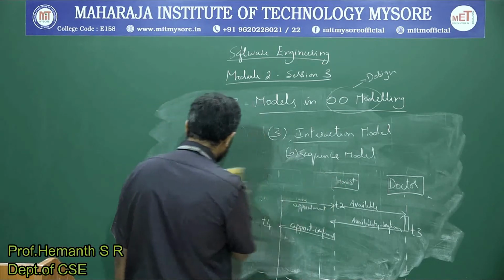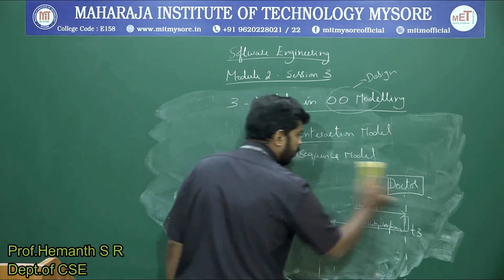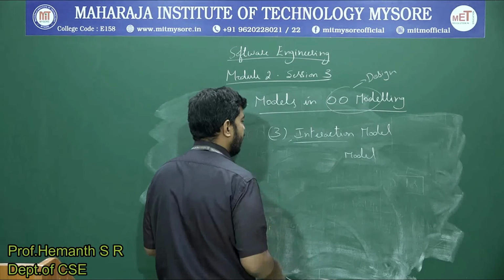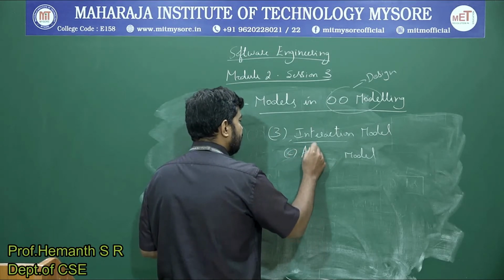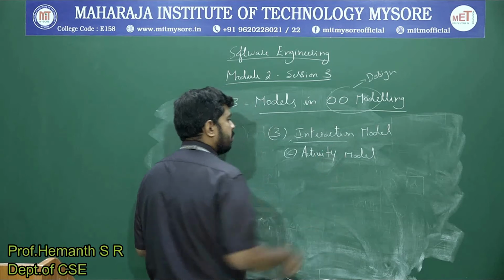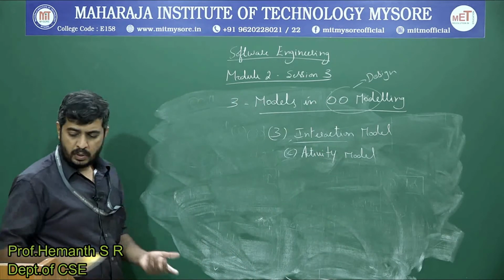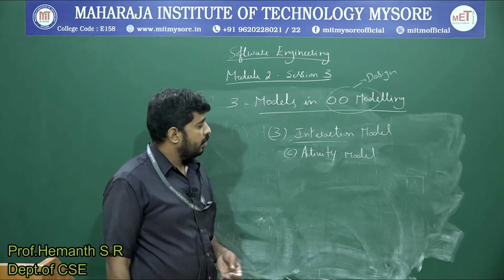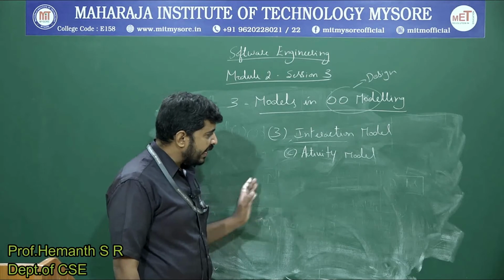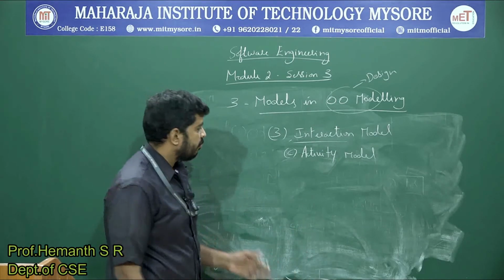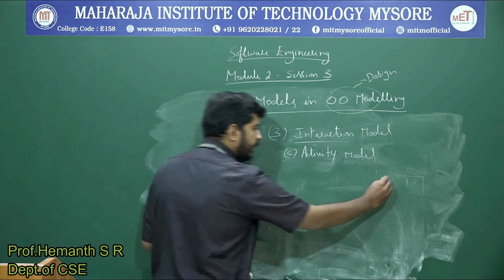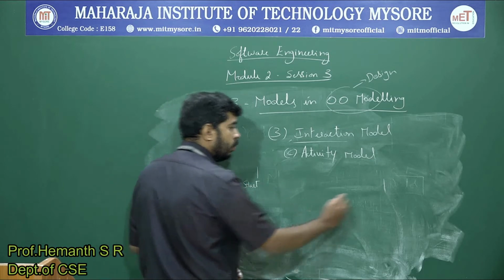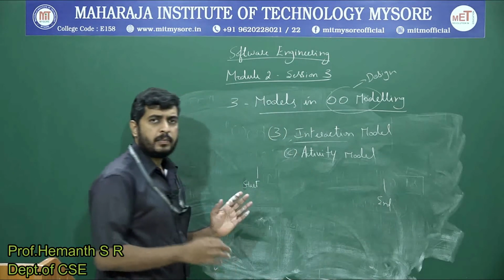The third one is the activity model. I'll call it C. So, activity model. Now what is the activity model? Once again, it's a dynamic model which is giving the design details of how the system is working from the beginning to the end. From the beginning, I'll call it start, to the end of any process or activity.